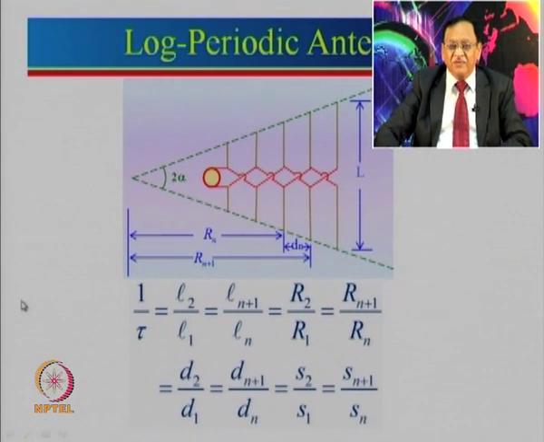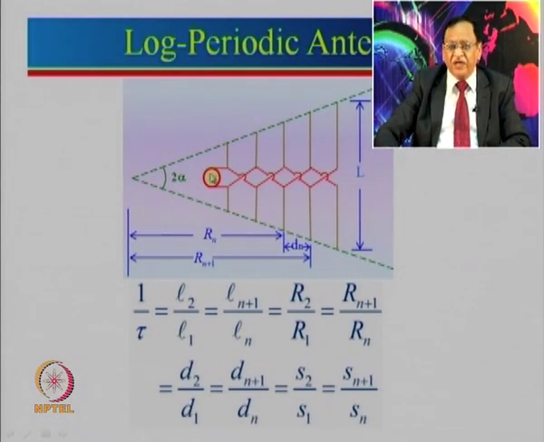Actually, the log comes into the picture if we take the log of both sides. So, log 1, which is 0, minus log tau will be equal to log L2 minus log L1. So, we can actually say that all the dimensions are varying by a factor of log tau, okay. And so, every next dimension will be scaled. So, from here to here to here to here, the dimensions will keep on increasing logarithmically.